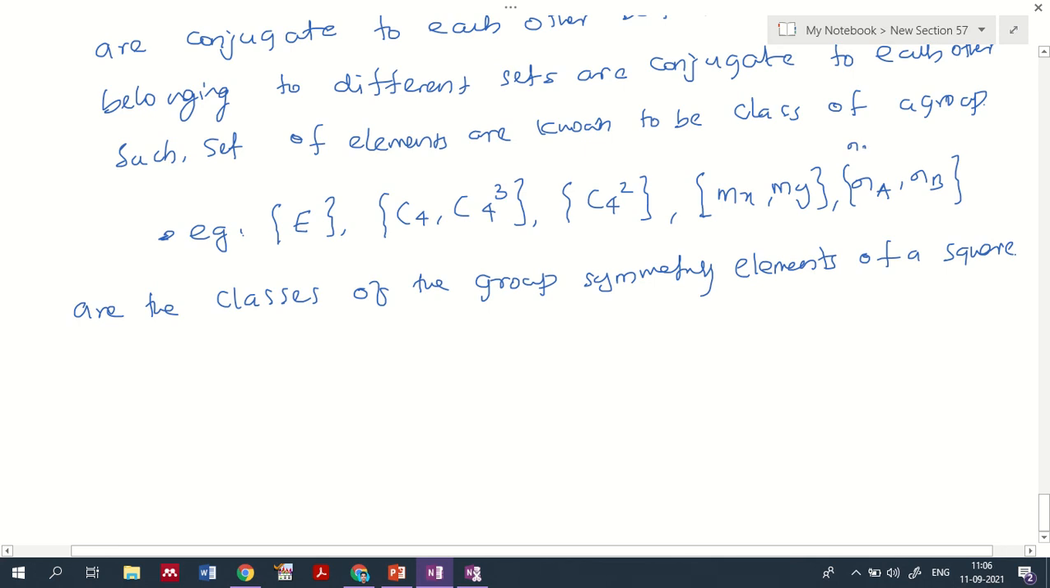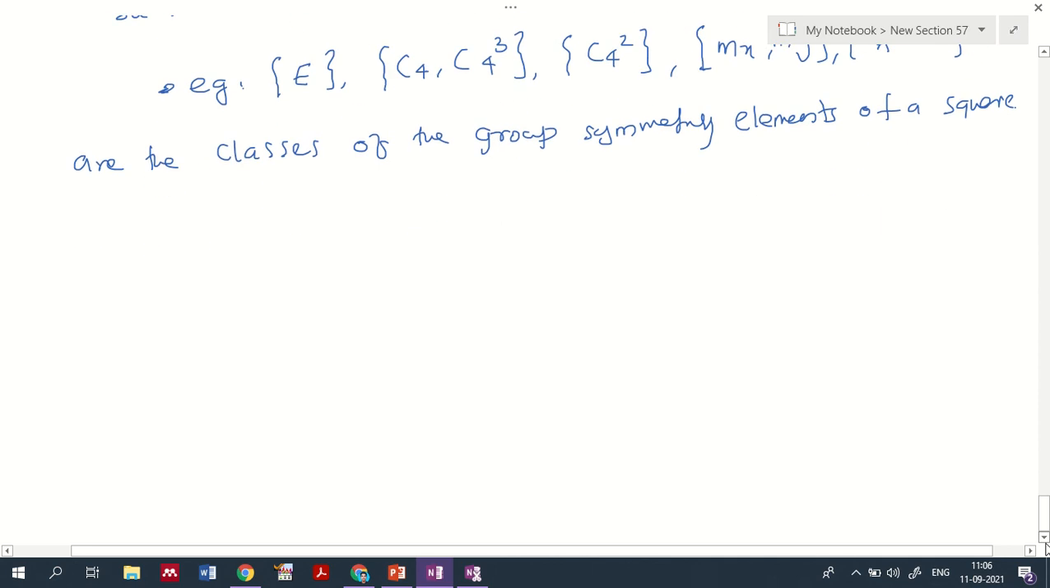Sigma X, sigma Y and the other notation are represented this way. Now, let me just take a question. We'll do that and we'll wind up today's session. We'll just take an example here.